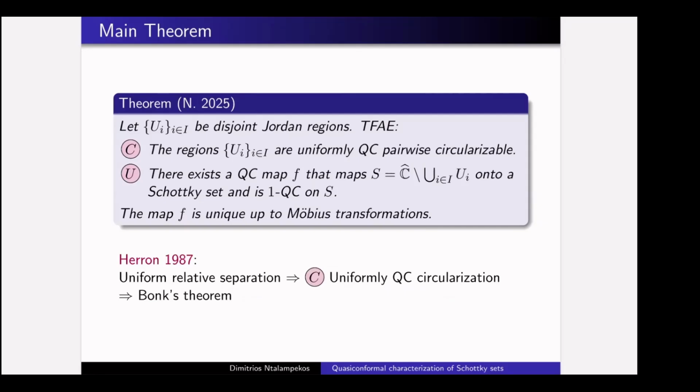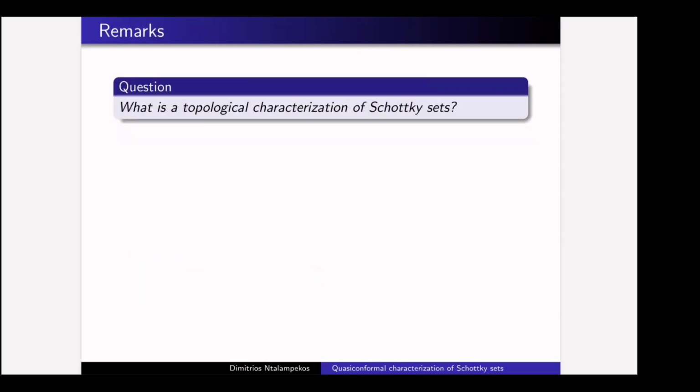Now, I'm going to make some remarks about the theorem. The theorem gives a quasi-conformal homeomorphism of the sphere that maps the set S to a Schottky set. A priori, it's not even clear if there is a homeomorphism. So we do not have a topological characterization of Schottky sets. And this is an open problem, to find a topological characterization.